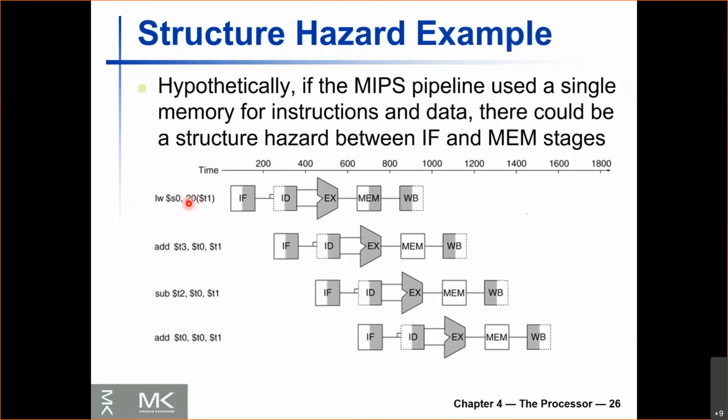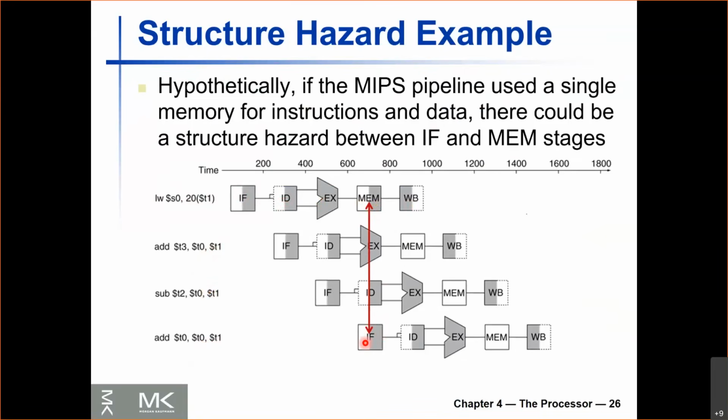Let's say I had a load instruction. Load instruction does instruction fetch, instruction decode, execute, memory, write back. And then I have a bunch of instructions that come after that. So I have this add instruction, then this subtract instruction, and this add instruction. So here, if I was using the same memory to fetch both data and instructions, then I would have a structure hazard between the memory stage of the load instruction and the instruction fetch stage of the add instruction.